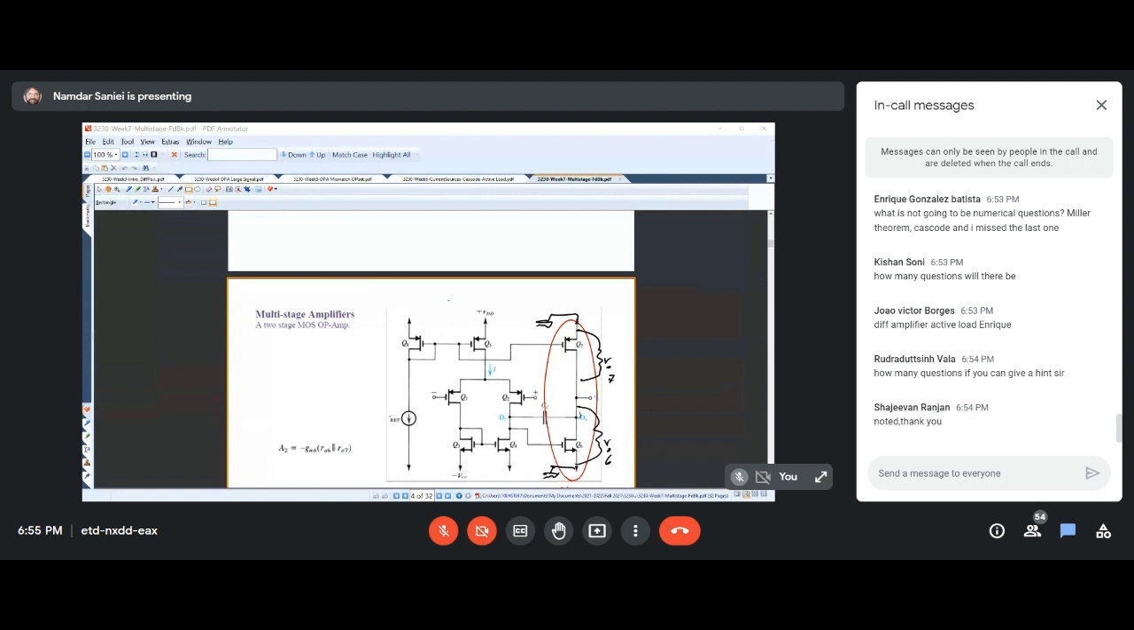This and active load, that's what is not going to be there. How many questions? So that's what you want, a hint? It's less than 50 questions. Okay, that's my answer always.